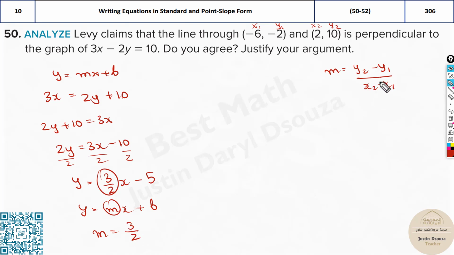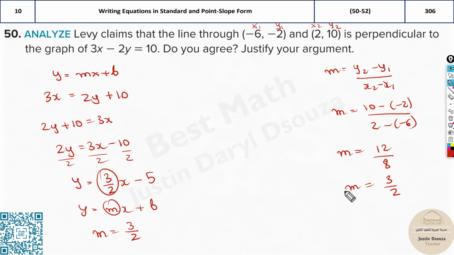Now let's find the slope from these points, given over here. It's y2, which is 10, minus negative 2, divided by 2 minus negative 6. Minus and minus will become plus. It'll be 10 plus 2, which is 12, divided by, again, 2 plus 6, which is 8. And the answer would be 3/2. That is m, because 4 twos and 4 threes.